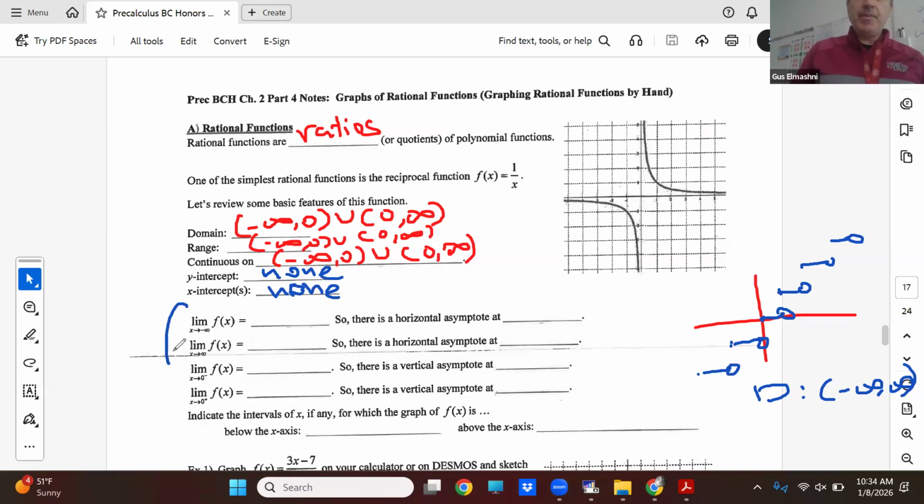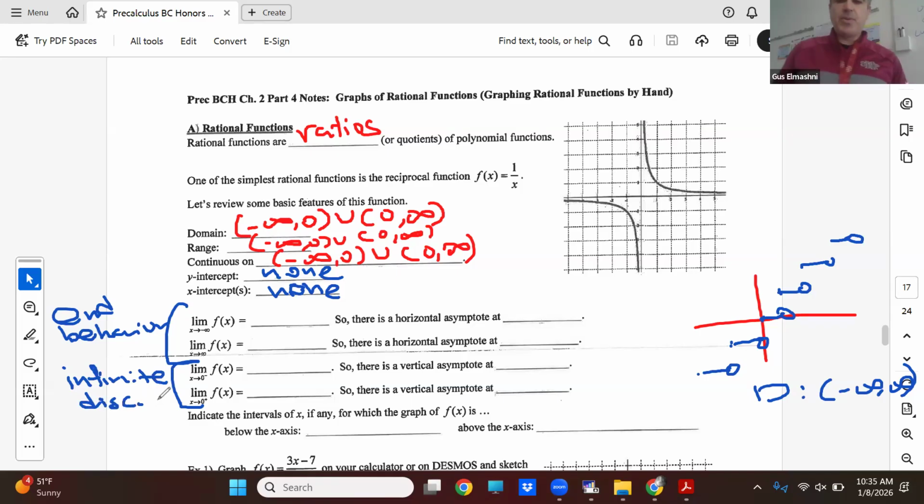So this right here is going to be for end behavior. And this right here is going to be for what we call the infinite discontinuity. We talked about this the other day. And disc for short for discontinuity. So asymptotic behavior is closely tied to limits. We're going to go really hard with limits next week.